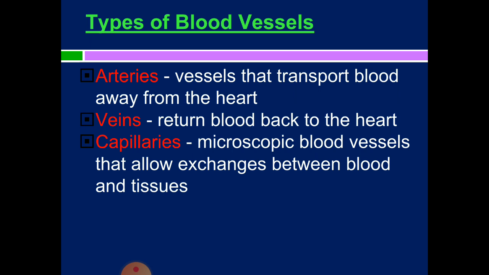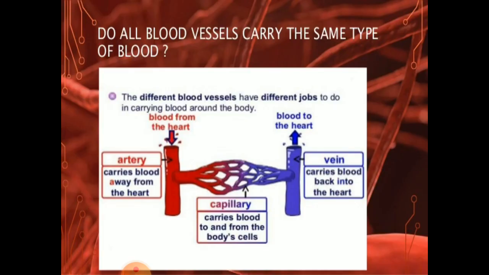Here we discuss the anatomy of the blood vessels. There are three types of blood vessels: arteries, veins, and capillaries. Arteries are the vessels that transport the blood away from the heart. Veins return blood back to the heart. Capillaries are the microscopic blood vessels that allow exchanges between blood and the tissues.